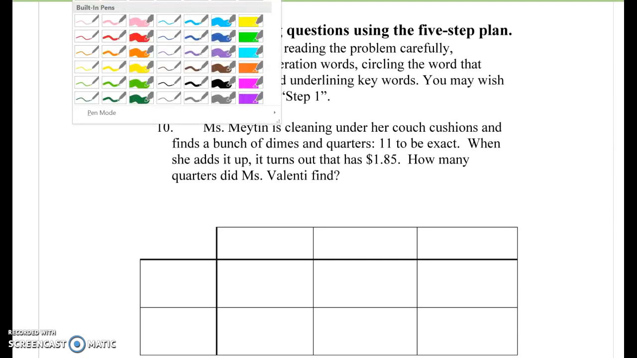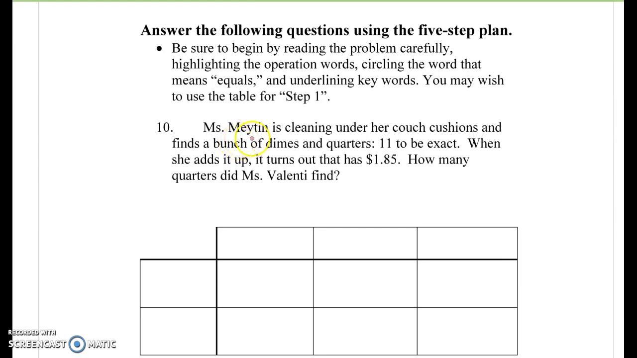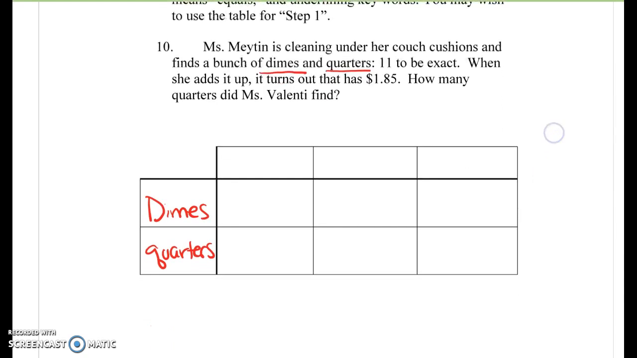Okay, so Ms. Mayton is cleaning under her couch cushion and finds a bunch of dimes and quarters, 11 to be exact. So I know that they add up to 11. Okay? So we're going to keep going.